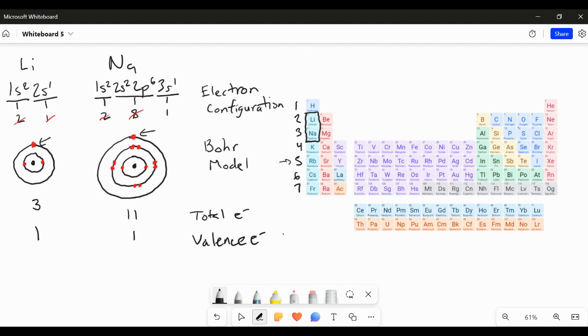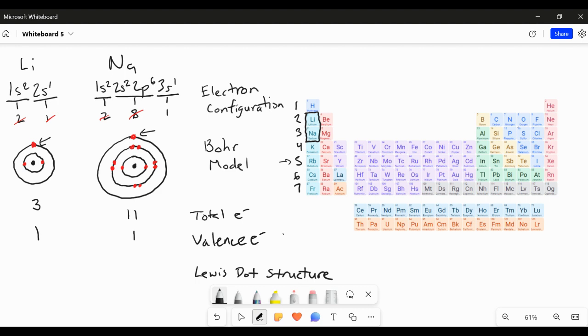Okay. So instead, scientists created something called the Lewis dot structure or Lewis structure. And the Lewis dot structure is basically just a shorthand way of representing how many valence electrons a particular atom has without having to put all of these rings in the Bohr model.